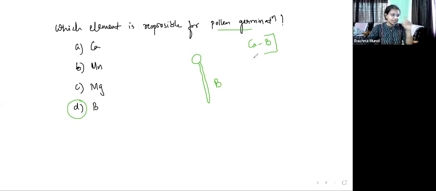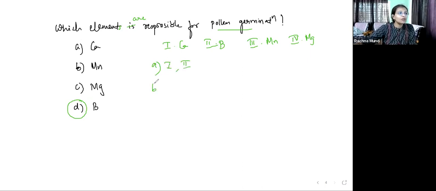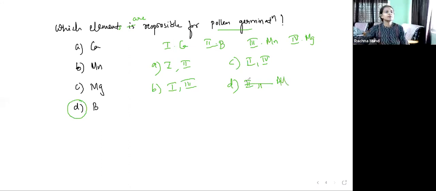Okay. Now see, this particular question I'm only slightly modifying. Question is same, but options I'm changing. So which elements are responsible for pollen germination? 1. Calcium. 2. Boron. 3. Manganese. 4. Magnesium. Now your options: 1, 2; 1, 3; 2, 4; or 2, or all. Okay. So this is how your question comes.